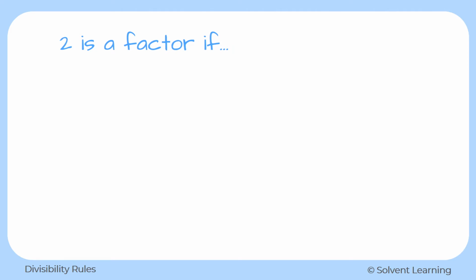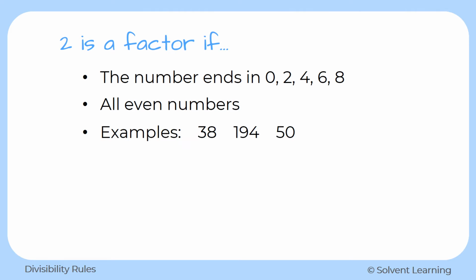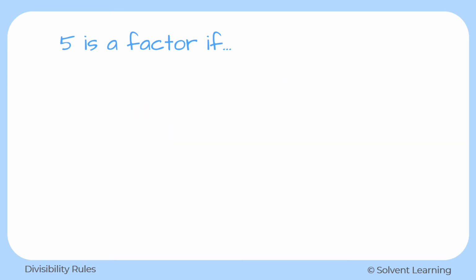2 is a factor if the number ends in 0, 2, 4, 6, or 8. In other words, this applies to all even numbers. So if a number is even, then 2 is a factor. And here are some examples. 38, 194, 50. I have many different examples. But if it's even, then 2 is a factor.